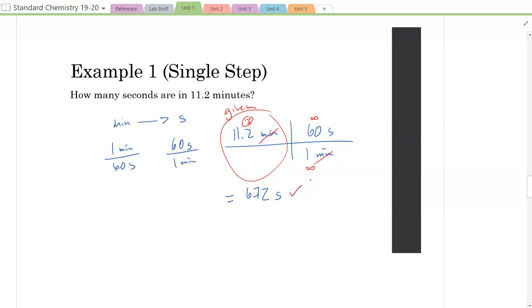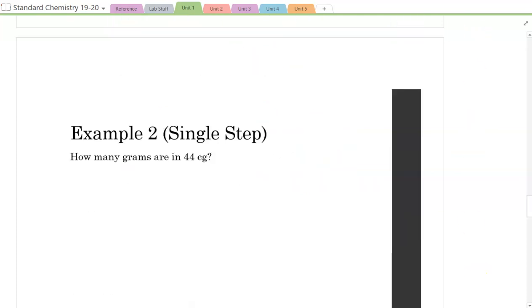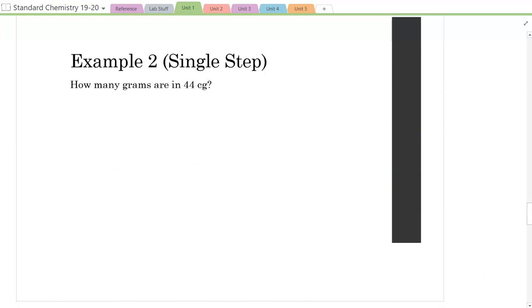Okay, that's basically conversion factors and how you apply them into conversion bridges to do dimensional analysis. Naturally, there are some that are a little bit more involved. For this one, how many grams are in 44 centigrams? Again, we're given centigrams. We're trying to go to grams. That's something we can do in one step because we're going to apply a prefix to help us make that happen. What's the relationship between centigrams and grams? You can either write it as 1 gram is equivalent to 100 centigrams, or 100 centigrams is equivalent to 1 gram.